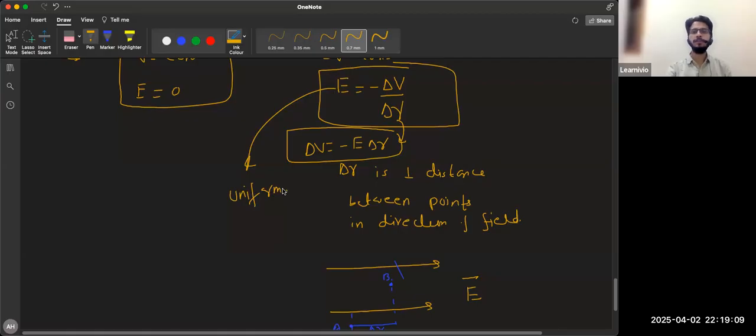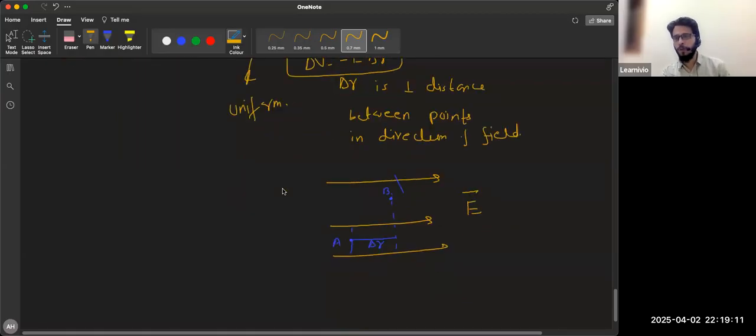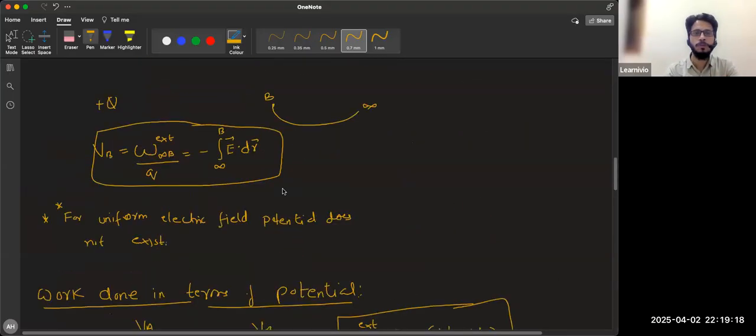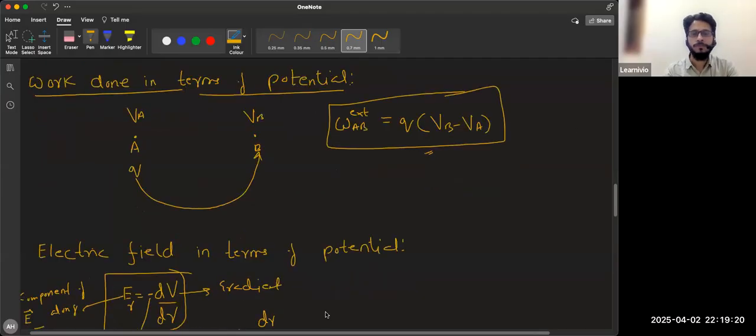So that is the general discussion which involves field, which involves potential, and which involves work done. Well, let's see what type of questions one can get in PYQs from these topics. Note it down.